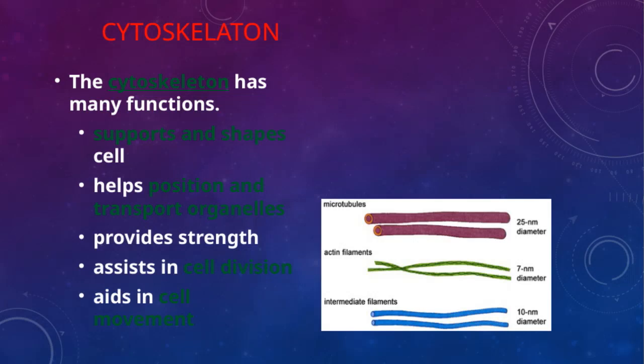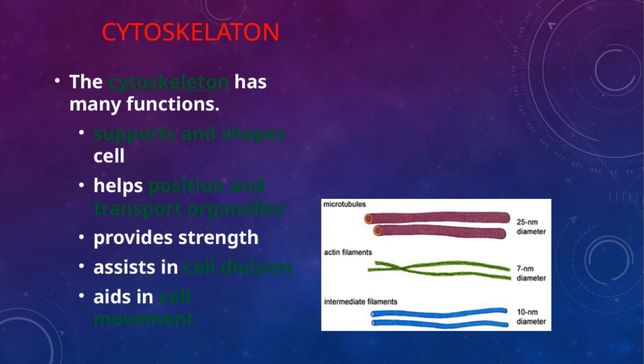The cytoskeleton has many functions that are essential for the cell's overall health and activity. It provides support and gives the cell its shape, acting like a framework that keeps everything in place. It also helps position and transport organelles within the cell, ensuring that everything is where it needs to be for the cell to function properly.